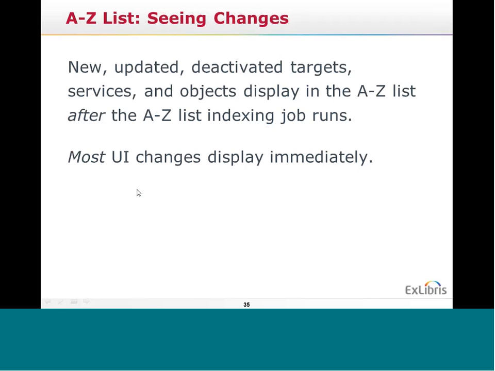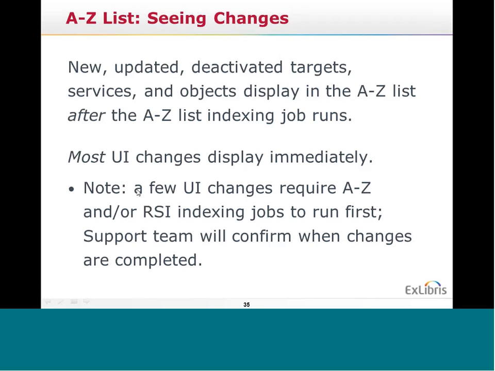For user interface customization changes, though, most of the changes that we covered in this session can actually be seen immediately in the A to Z list after they're made. So there are a few types of user interface customization changes that require indexing jobs, though, to run first before they display. So your Ex Libris project team or the support team will do these user interface changes on your behalf and will confirm when the changes are completed so you can view them. Again, most of the UI changes that we talked about today will display immediately, but a few of them will require indexing jobs to run first. And again, your support team will let you know when the changes are completed.